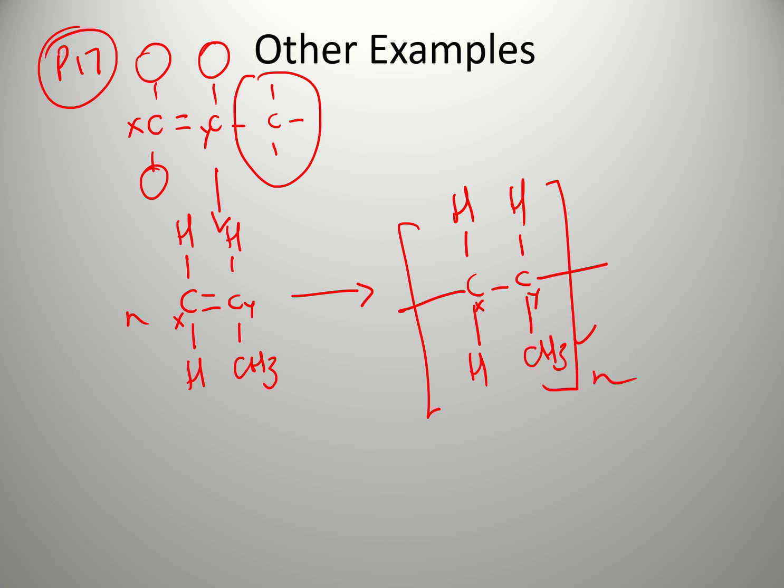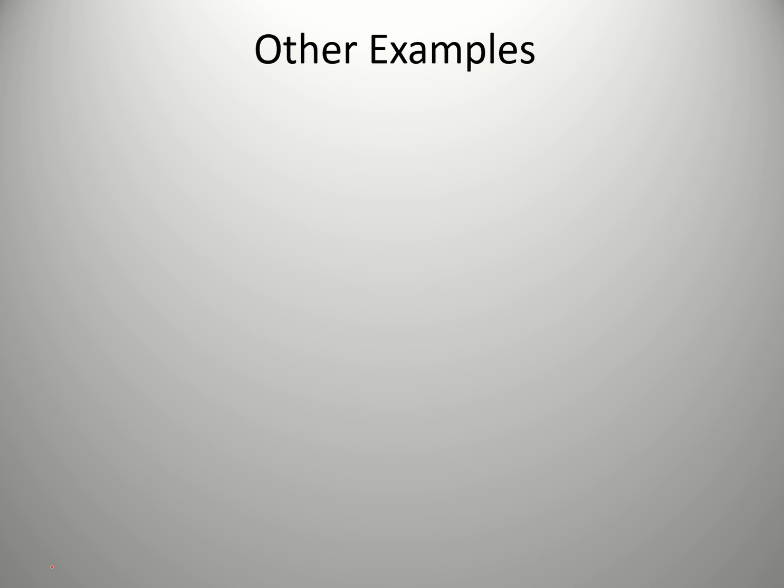It's the number of repeating units there. Okay, so pretty straightforward. I'll do one more, and then maybe you could go and do the ones on page 17 of your notes. So let's take but-2-ene, another one that's on our syllabus.